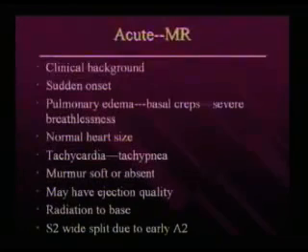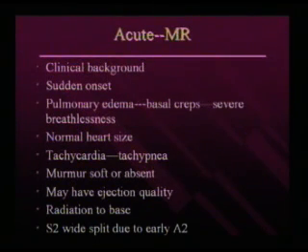In acute mitral regurgitation, the most important thing is the clinical background. Can the patient have acute mitral regurgitation? Does the patient have ischemic heart disease? Has he had a recent infarct? Is it an inferior wall infarct? And of course, it is of sudden onset. It comes on very suddenly and rapidly progresses to pulmonary edema with basal crepitations, severe breathlessness, tachycardia, tachypnea, and usually the heart size is normal because it hasn't had time to adapt. It has not dilated.